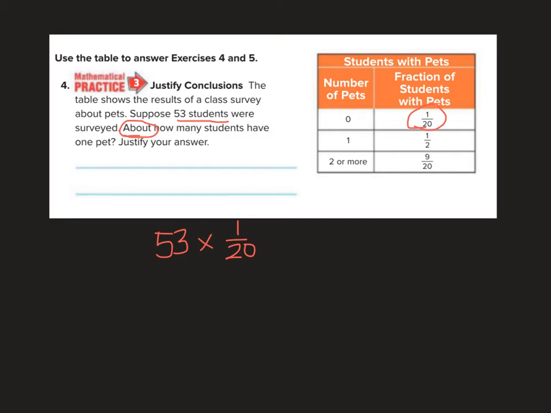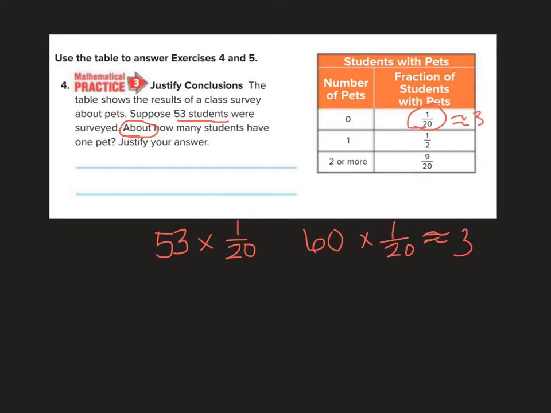So does 20 go into 53? No, it does not. So I could take 53 and say, is it closer to 40 or 60? Notice how I'm counting by 20s. 20, 40, 60. 53 lies between 40 and 60. I'm going to choose 60 because it's closer to 53. So 60 times 1/20 is the same as saying what is 60 divided by 20. And so my answer is going to be about 3. So about 3 people.